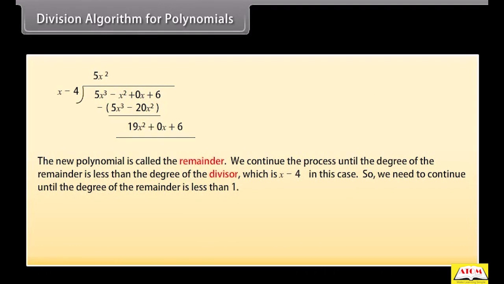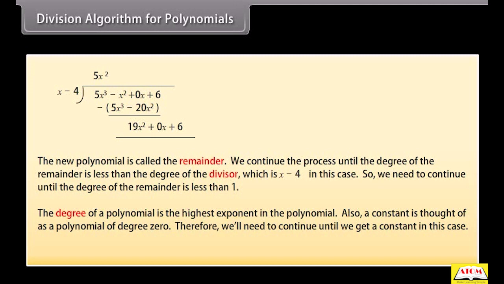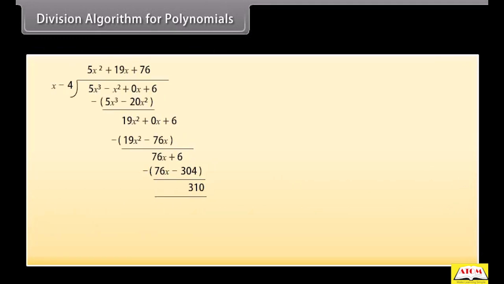We continue the process until the degree of the remainder is less than the degree of the divisor, which is x minus 4 in this case. So, we need to continue until the degree of the remainder is less than 1. The degree of a polynomial is the highest exponent in the polynomial. Also, a constant is thought of as a polynomial of degree 0. Therefore, we will need to continue until we get a constant in this case. Here is the rest of the work for this example.